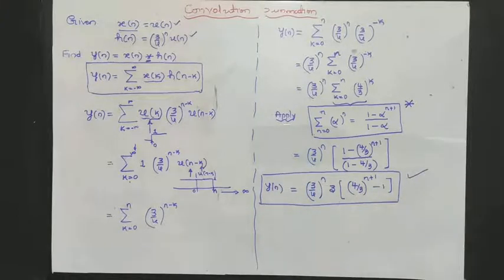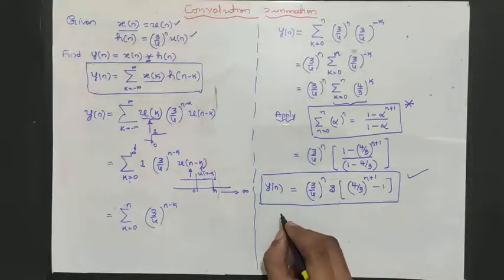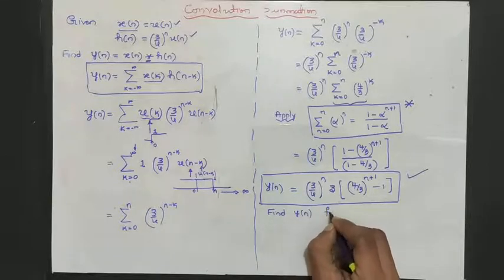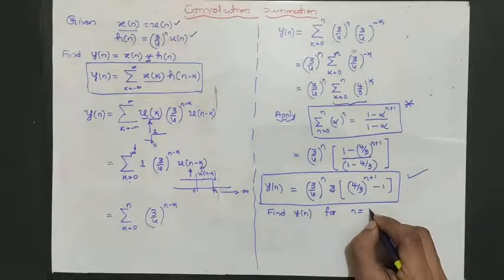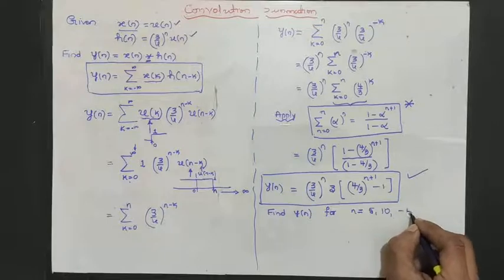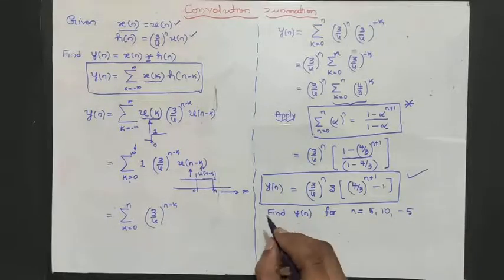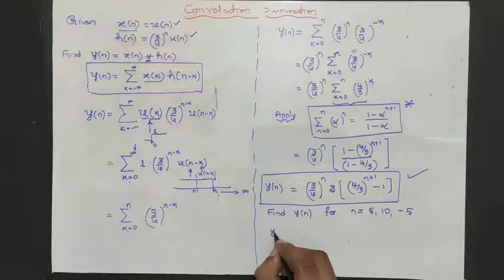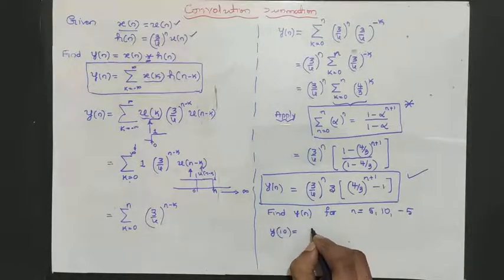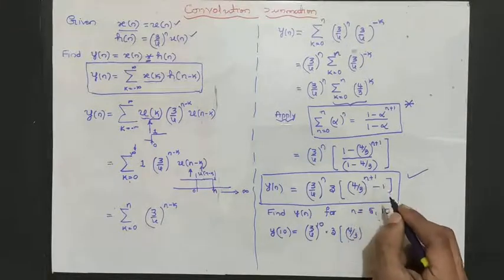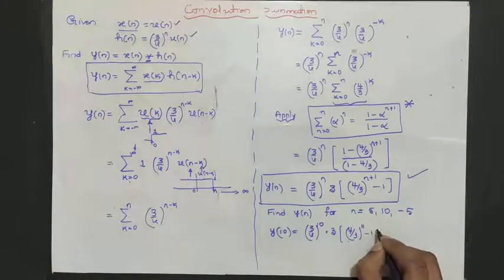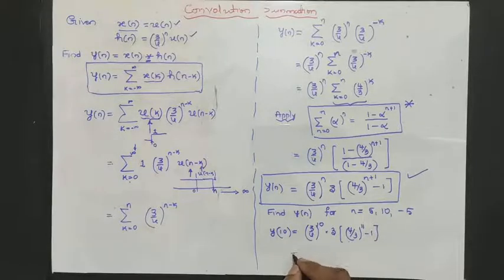This is my answer. Suppose you are asked to find y of n for n is equal to, say, 5, 10, minus 5. What you have to do? You have to substitute for n. Just one example I will do. y of 10 is equal to 3 by 4 raised to 10 multiplied by 3 into 4 by 3 raised to n plus 1, 10 plus 1, 11, minus 1.